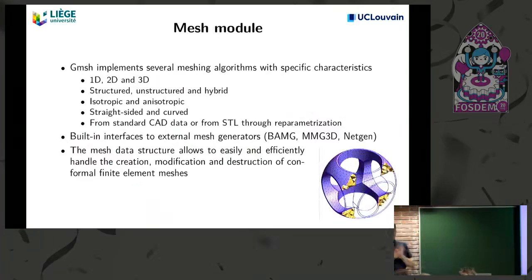Then you have a mesh module, of course, so that's the second module. And what does the mesh module do? Well, it produces meshes. This is the core of Gmsh. We have a whole bunch of algorithms, from 1D to 3D, many things you can imagine, and interfaces also to external mesh generators. And then the data structures are designed in such a way that we generate efficiently, and we modify efficiently, conformal finite element meshes, for those of you who know what this is.